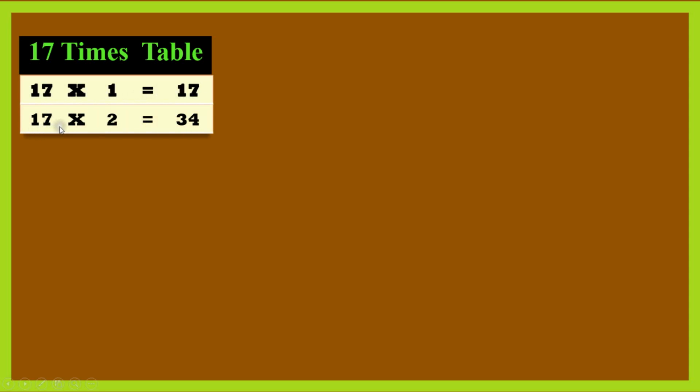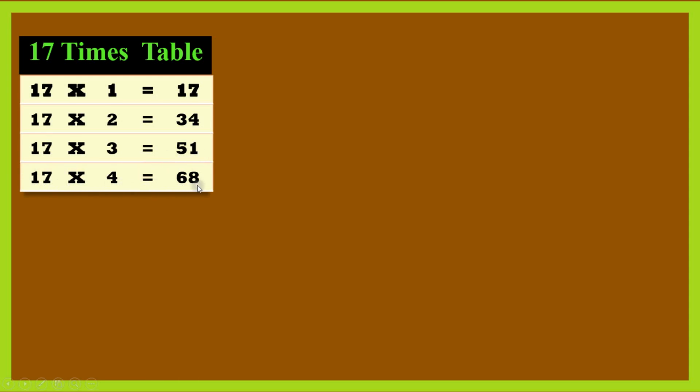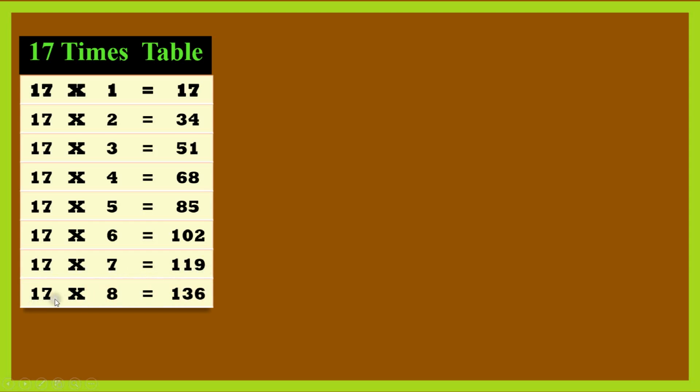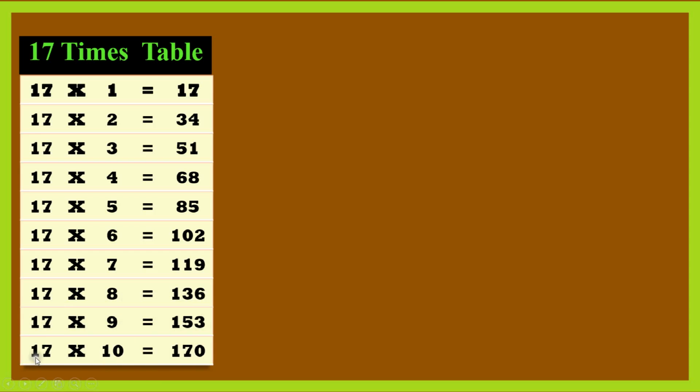17 times table. 17 times 1 is 17. 17 times 2s are 34. 17 times 3s are 51. 17 times 4s are 68. 17 times 5s are 85. 17 times 6 are 102. 17 times 7s are 119. 17 times 8s are 136. 17 times 9s are 153. 17 times 10s are 170.